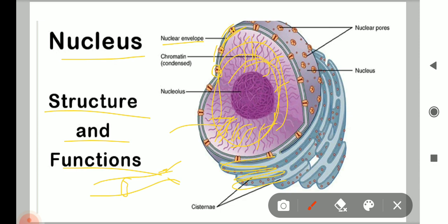Chromatin is of two types, euchromatin and heterochromatin. Euchromatin is narrow, and its thickness is about 10 to 30 nanometers, and heterochromatin is wider, and its thickness is about 100 nanometers. This is all about the structure of the nucleus.